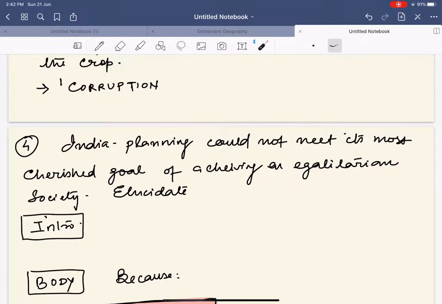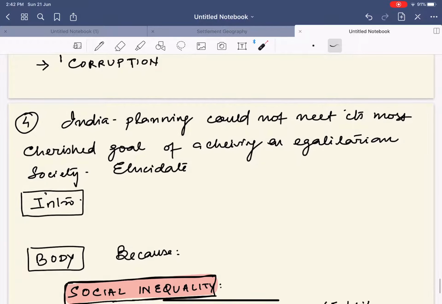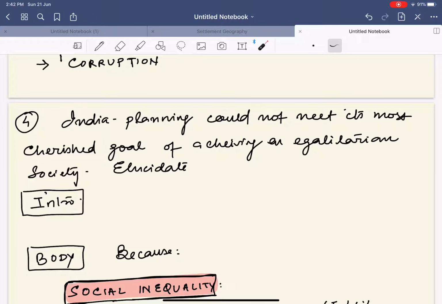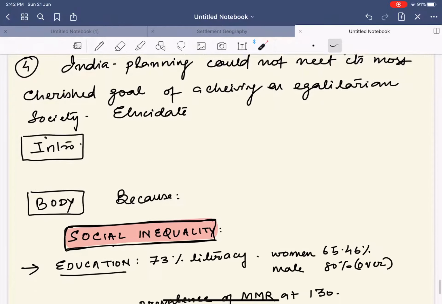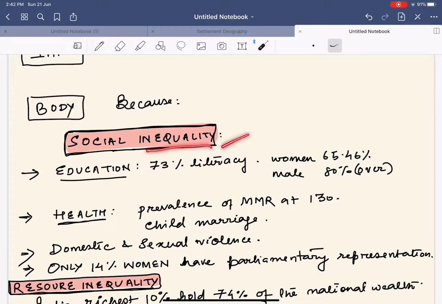So basically within this intro, if you give the definition of the egalitarian society, it's good, but what we need to know is that we always have a shortage of time, and in the 10 markers we should stick to the word limit and to the point. Hence I would suggest that you simply say that the reason why an egalitarian society could not be achieved, number one, is because of the social inequality.